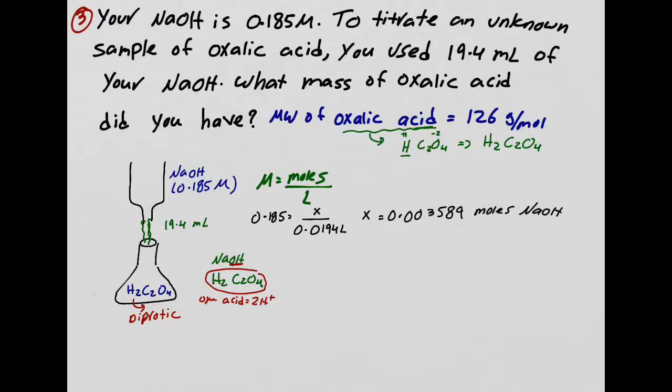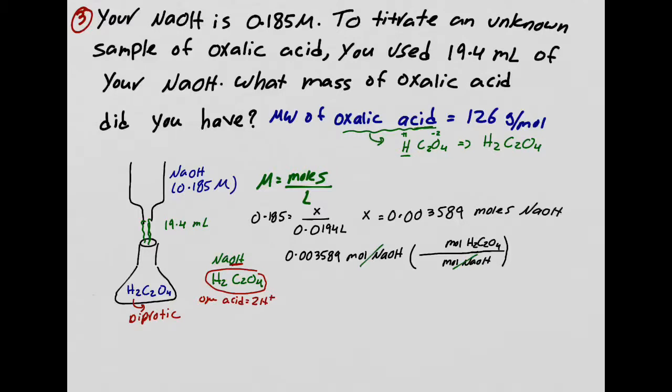So I can do a mole ratio. So I'm going to come over here, 0.003589 moles of NaOH. Now, I don't want the moles of NaOH. What I want on top is the moles of oxalic acid. So far, so good. Now remember that the moles of NaOH can cancel out. I end up with the moles of oxalic acid.